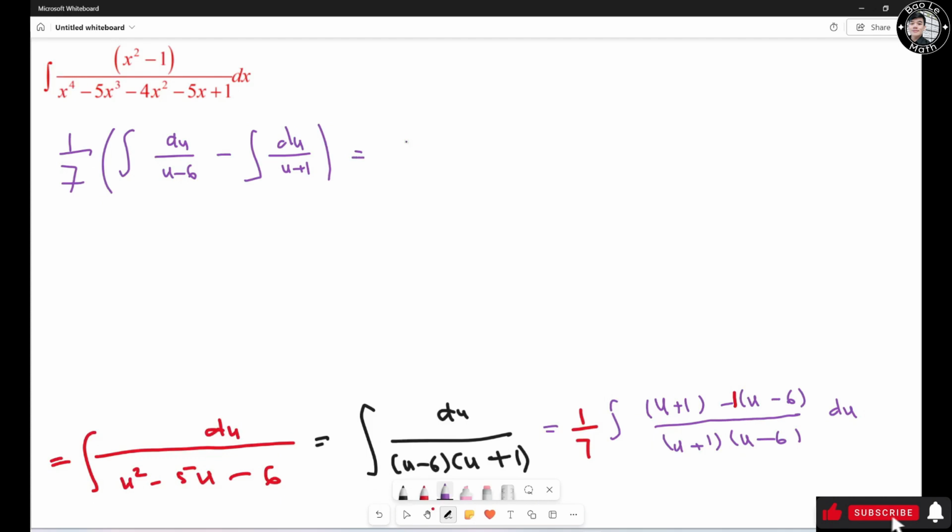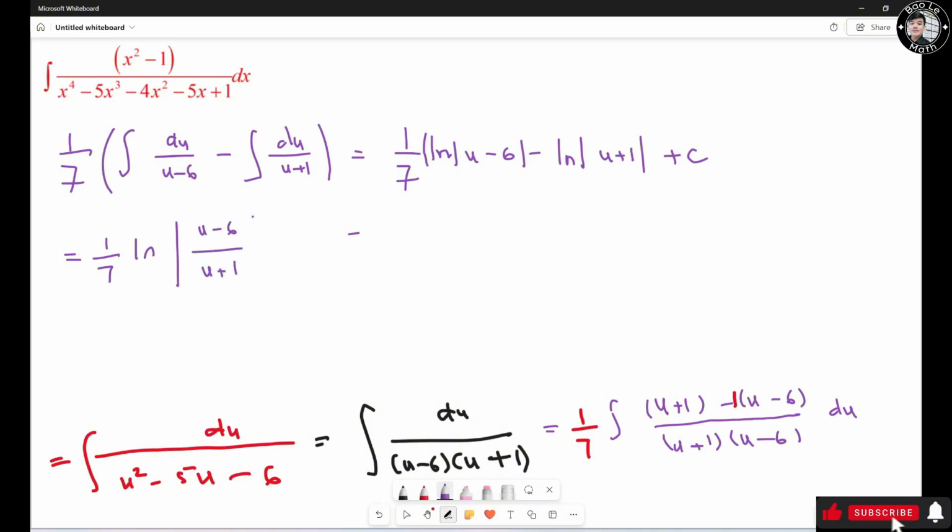So this one can be written as 1 over 7. Now, the integral of this one is actually natural log of absolute value of u minus 6, minus natural log of absolute value of u plus 1, plus c. So this one can be written as 1 over 7 natural log of absolute value of u minus 6 over u plus 1, plus c.